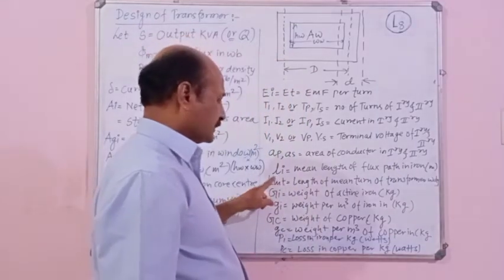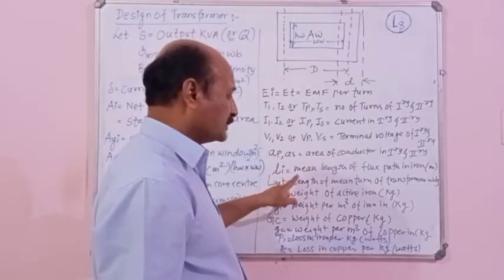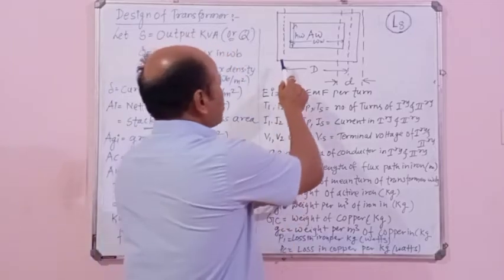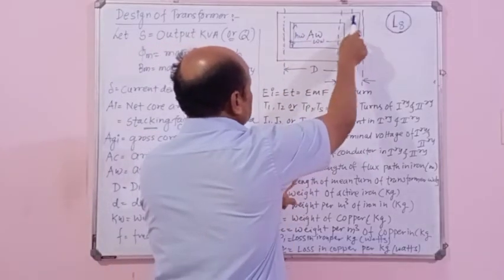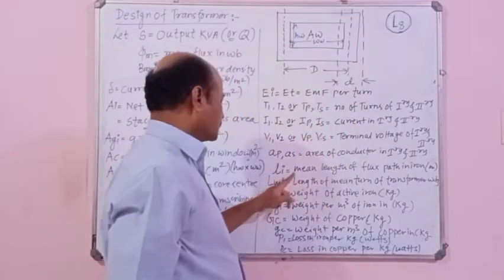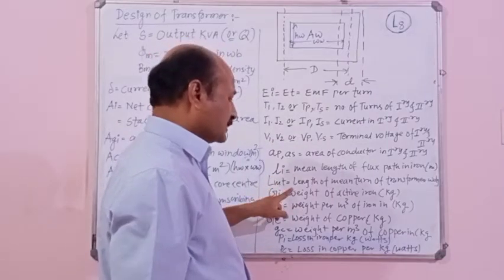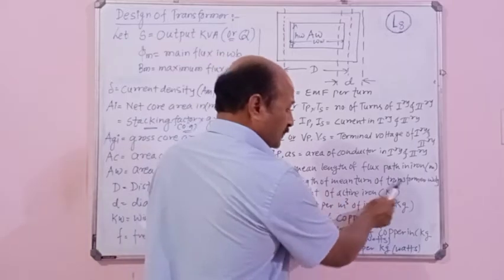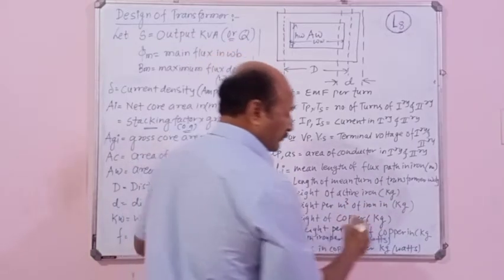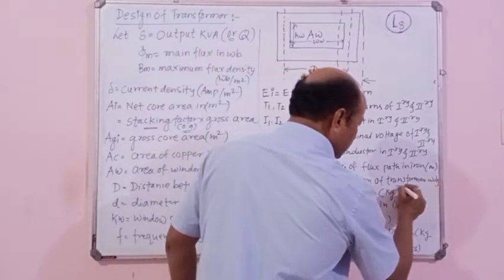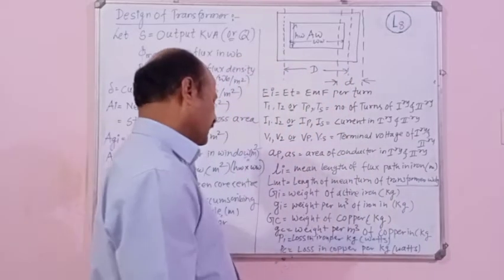Then Li is nothing but the mean length of the flux path in the core. So the mean length of the flux path in the core is denoted by Li. Then LMT is nothing but the length of mean turn of the transformer winding, the length of mean turn in the transformer winding.